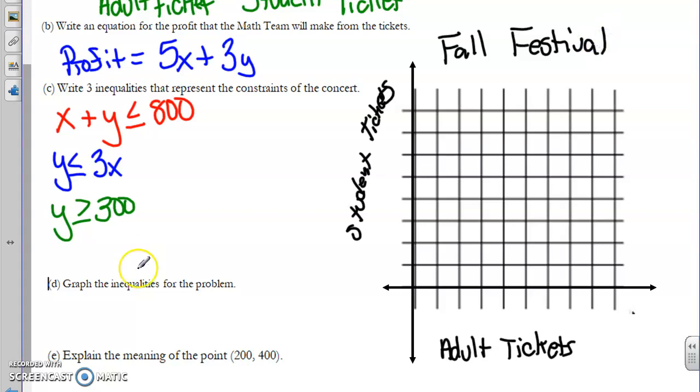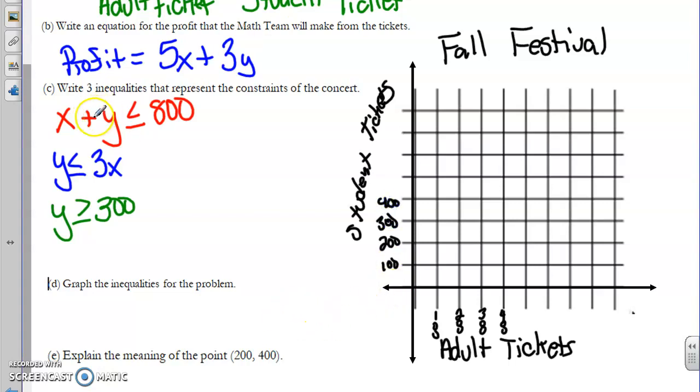Once again, you can see that our numbers are pretty big. We have 800, we have 300, so let's count our graph by 100s. You can pause the video if you need to go ahead and label all your graph. You're just going to count each one of them by 100s, both your X and your Y axis.